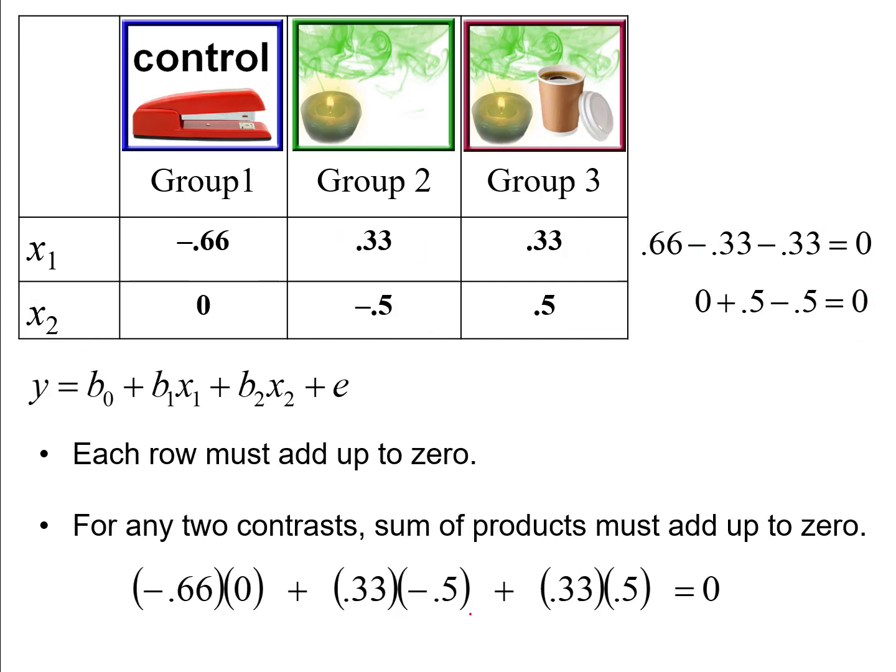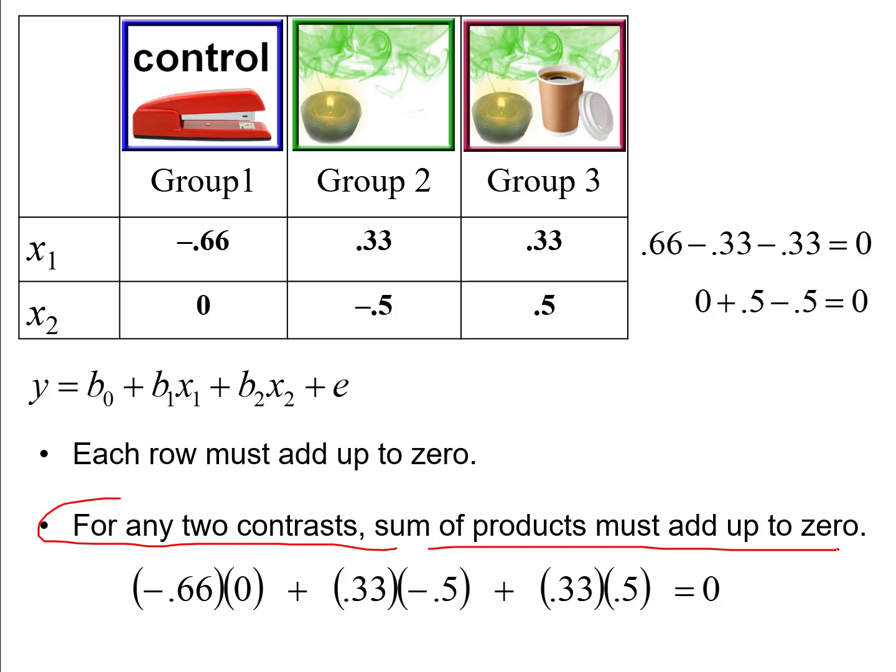And the second rule that we need to follow when we're doing orthogonal contrasts is that for any two contrasts, the sum of the products must add up to 0. Now, if we have three groups, then the number of contrasts we make will be equal to the number of groups minus 1, which will be 2.